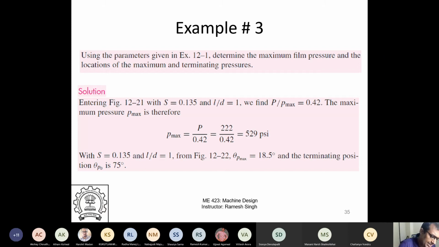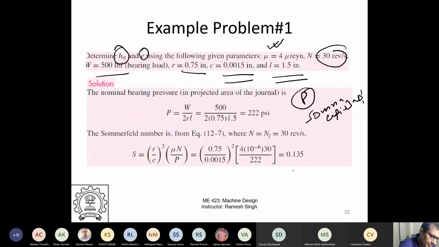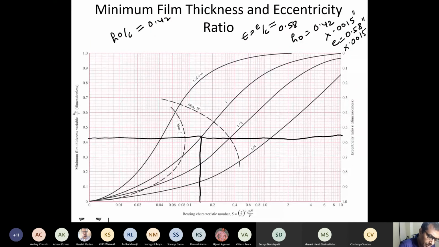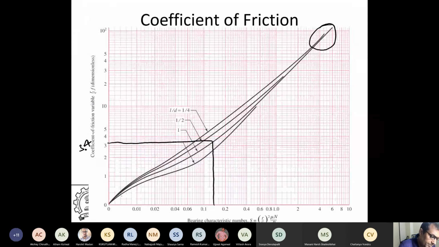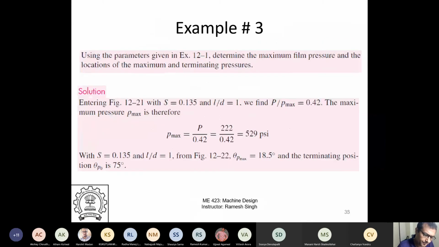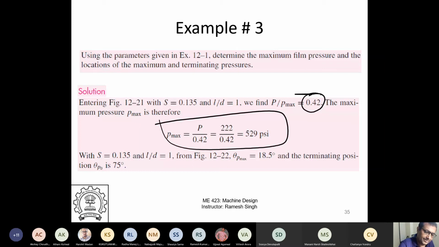Where do you find it? P max by P. You can also find that if you want. This is the P max by P. So you can again go to 0.135 here, and L by D is equal to 1. So somewhere here. And then you can find out here. So it should be 0.44 or something. P by P max. 0.42. So you can find out that the P max is 529 psi.